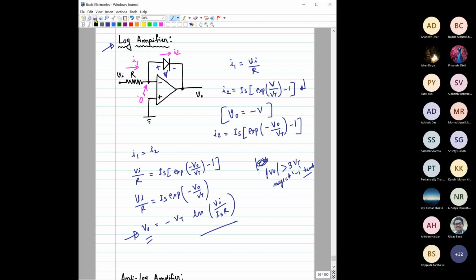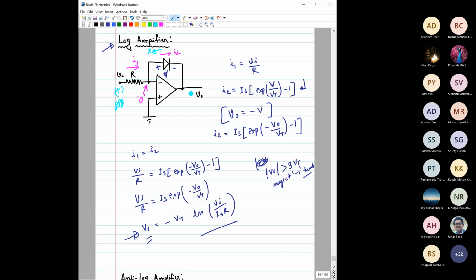Sir, will this restrict Vi? Because if Vi is negative, then the log will not exist. Yes, you are right. That is also quite clear from here. If this Vi is positive, then only the current can flow, right? If you make it negative, current cannot flow through this diode in this direction. So your point is right. It should be all positive only. So it is only amplifying by a factor of log, only the positive half.